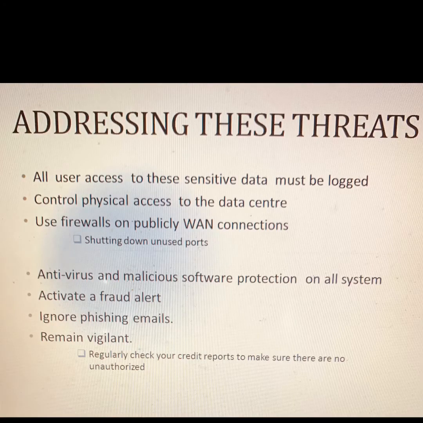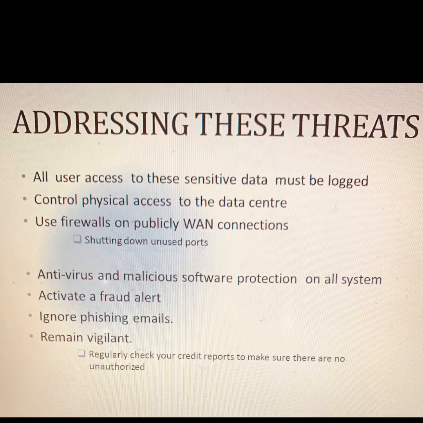All user access to this sensitive data must be logged. That means if any user is using this information, they need to have a login command and log in to this sensitive data, and you need to have a login user report, right? Control physical access to this data center, right? If the data is stored in a particular area, then the company needs to give physical access controls such as biometrics and some other security measures to help keep their things protected.